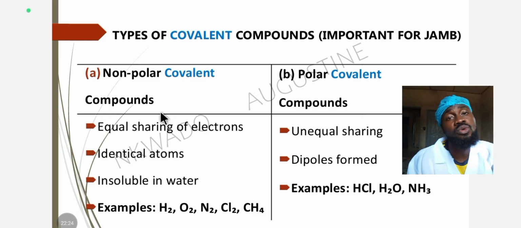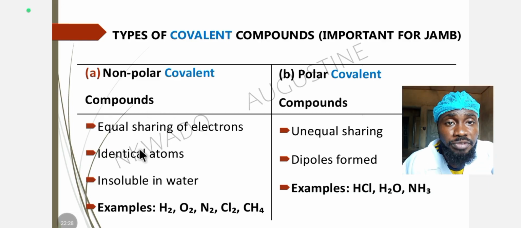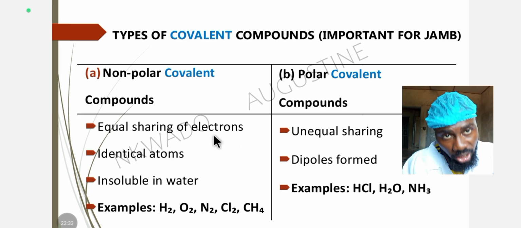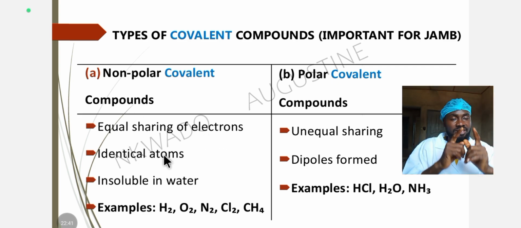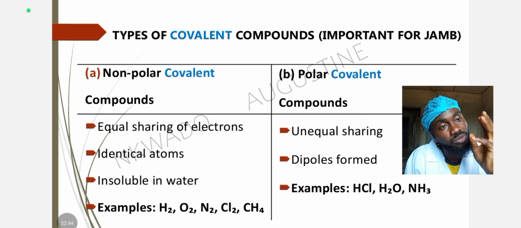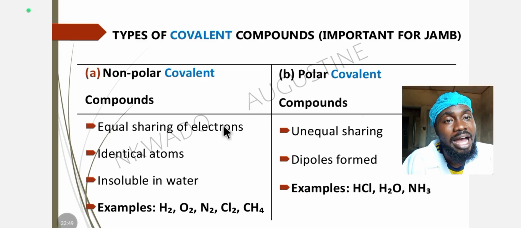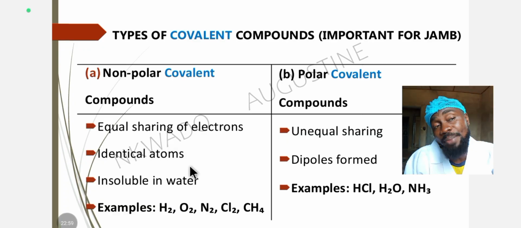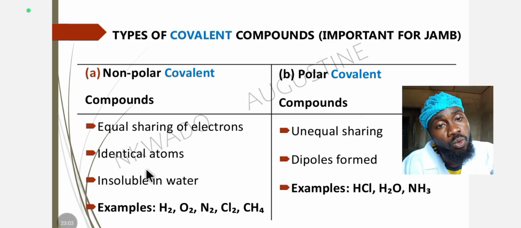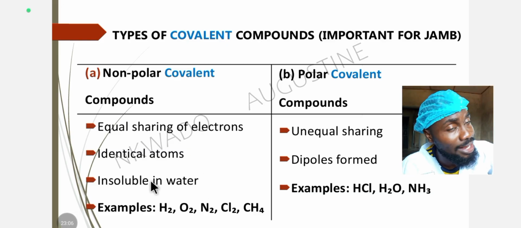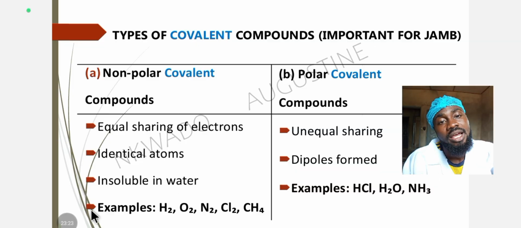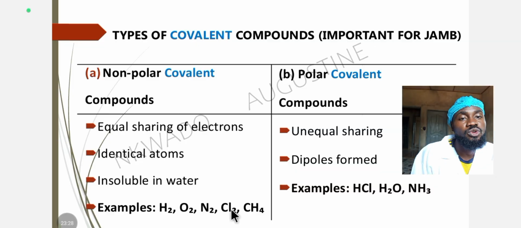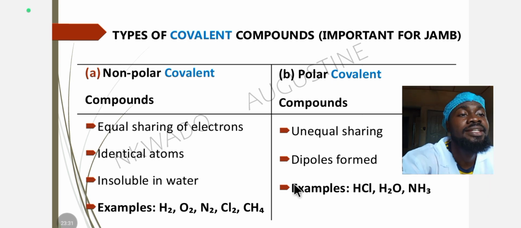On the left-hand side, the non-polar covalent compounds, their features or properties: they have equal sharing of electrons. It is not one person, the donor. It is equal. If they are sharing two pairs, they are sharing those two pairs completely. If they are sharing one pair, they are sharing that one pair completely, and so on. They have identical atoms. Hope you are making your notes. They are insoluble in water, not soluble in water. Non-polar does not love water. Examples include hydrogen molecules, oxygen molecules, nitrogen molecules, chlorine molecules, and methane molecules.